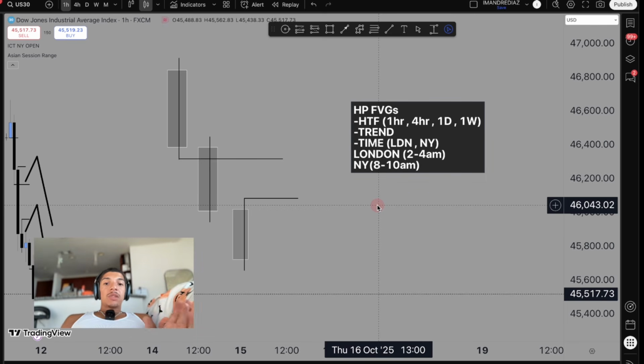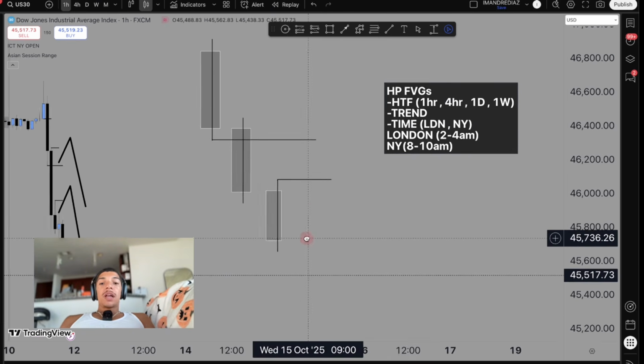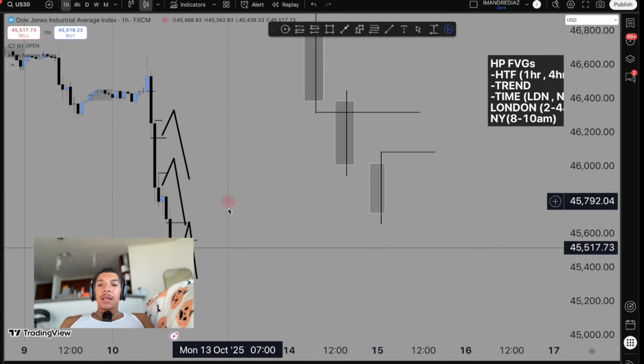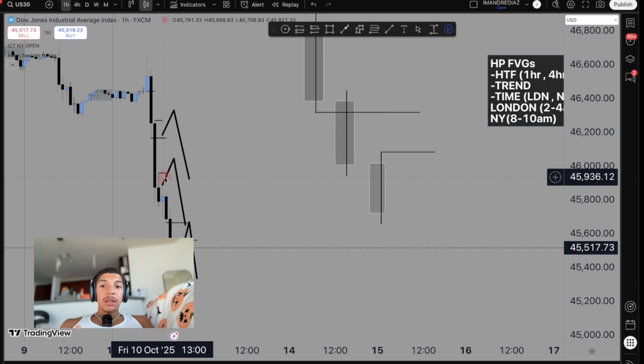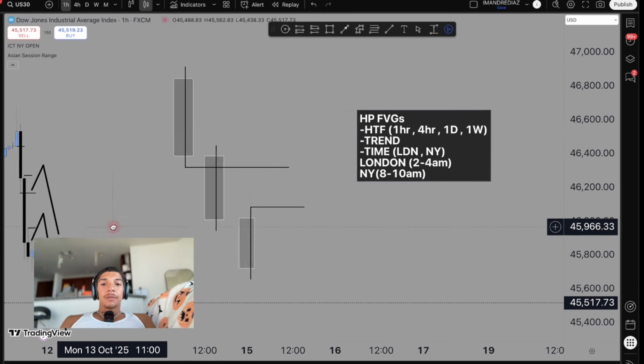And then what are the times that you're paying attention to? If you're trading London, you want to be on the charts from 2 to 4 a.m. If you're trading New York session, you want to be on the charts from 8 to 10 a.m., because those are the times we're going to get the most volume. It doesn't matter if we have a gap. Like I said, we want to trade into the high probability gaps. And if we trade into a high probability gap at the right time, the likelihood that we're going to get a move is far more likely.